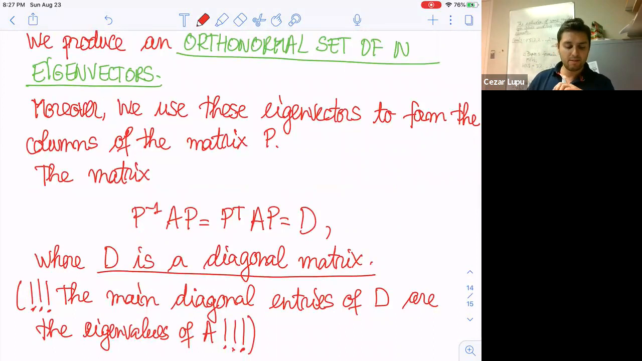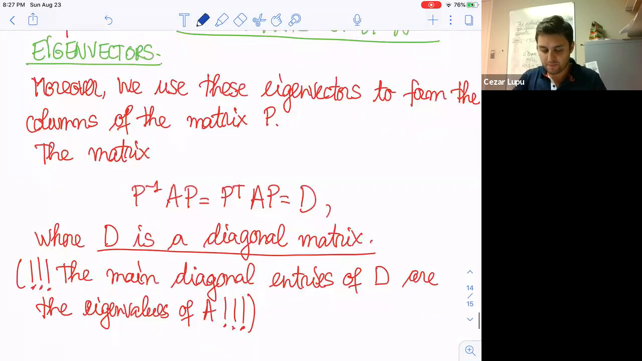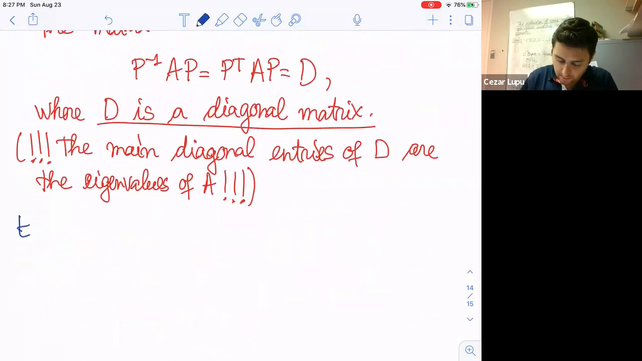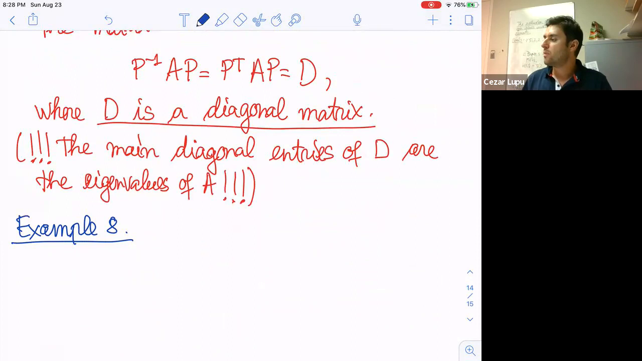So now let's see an example. I'm going to take a 2x2 example, an easy example at first, and then we'll deal with a more complicated one. And I think after this, we're going to end the lecture. Let's see, example number 8, I think it is. So 2 more examples, and that's it. Let's formulate it in this way.